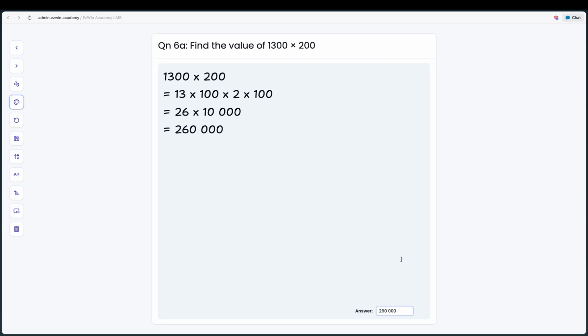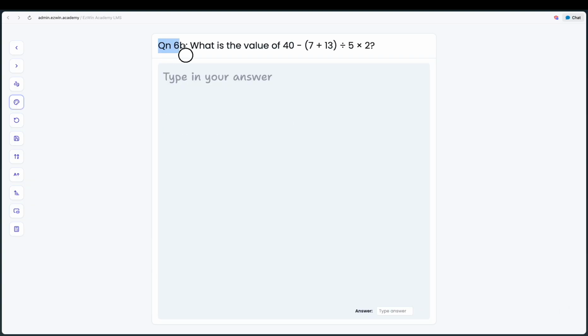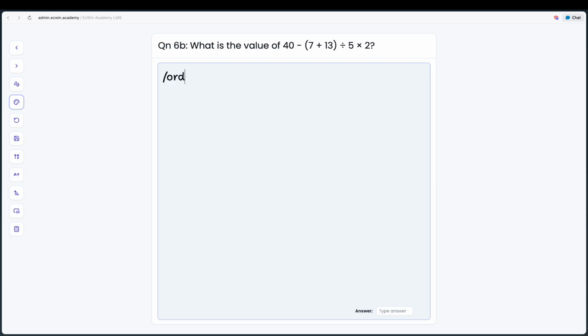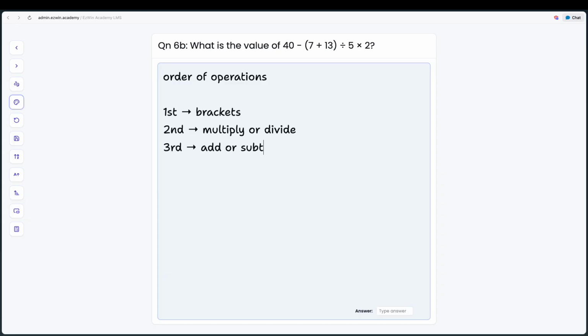All right, so let's move on to the next question. Question 6b. What is the value of 40 minus bracket 7 plus 13 divided by 5 times 2? So this is order of operations. That means the first one will be brackets, the second one will be multiply or divide, and the third one will be add or subtract. This is always done from left to right. Okay, so this is good practice. So let's start with this.